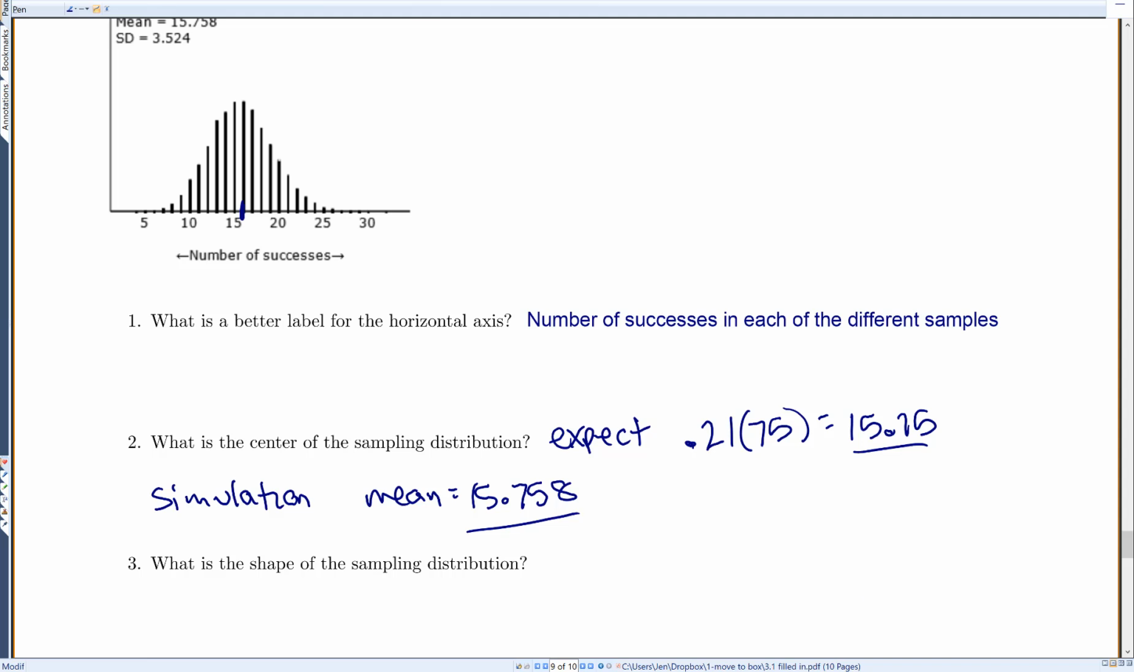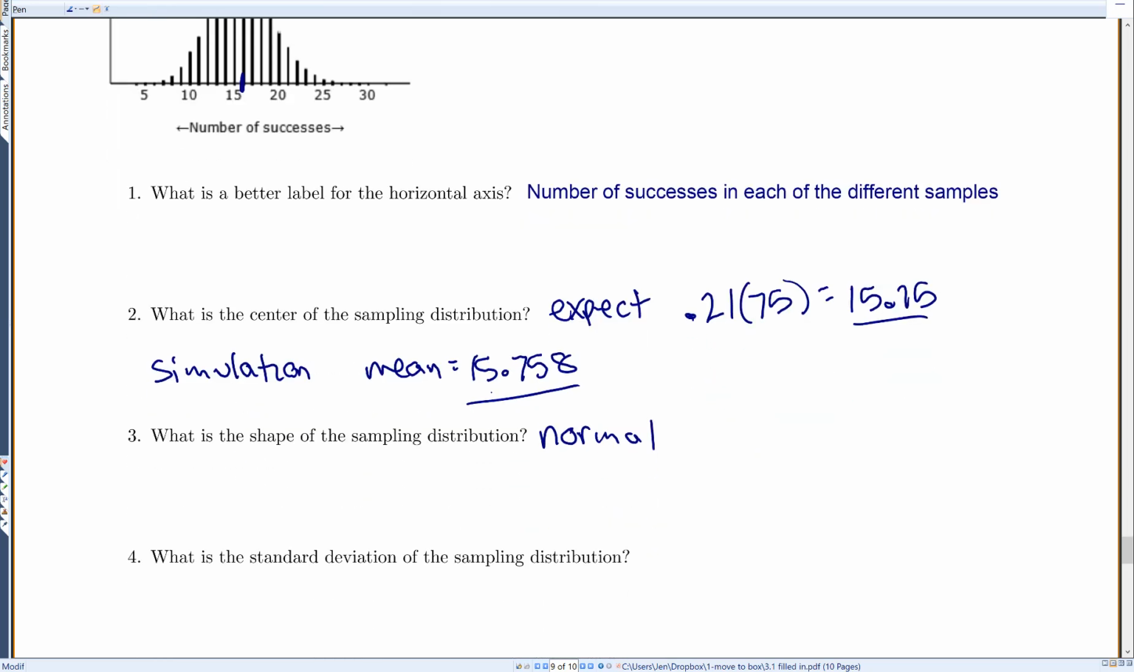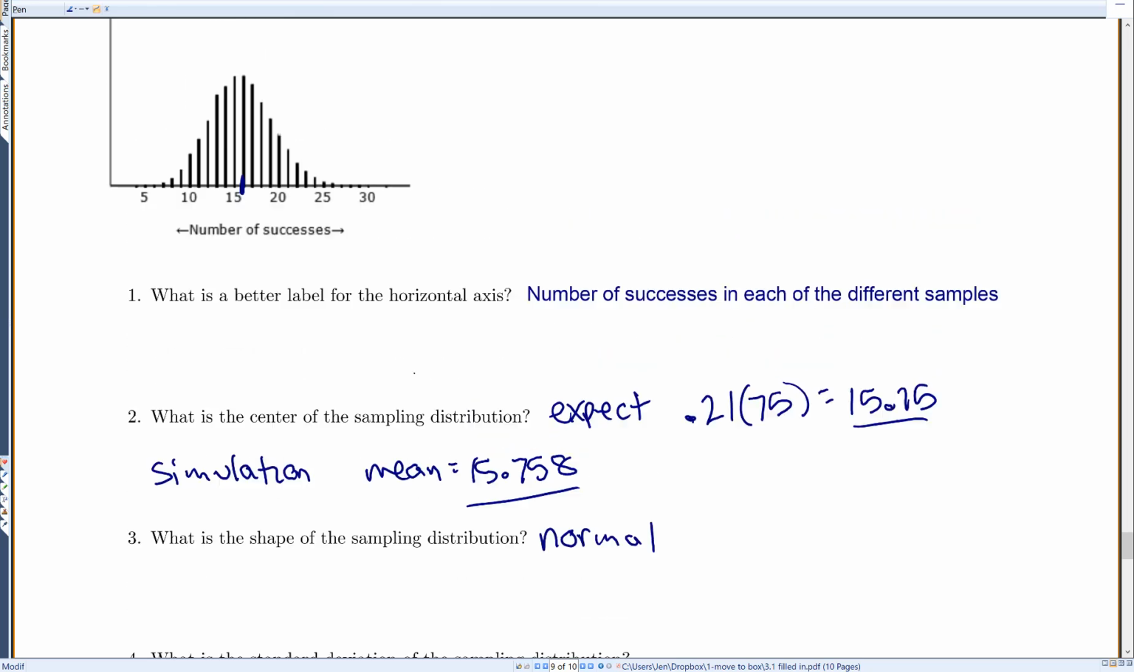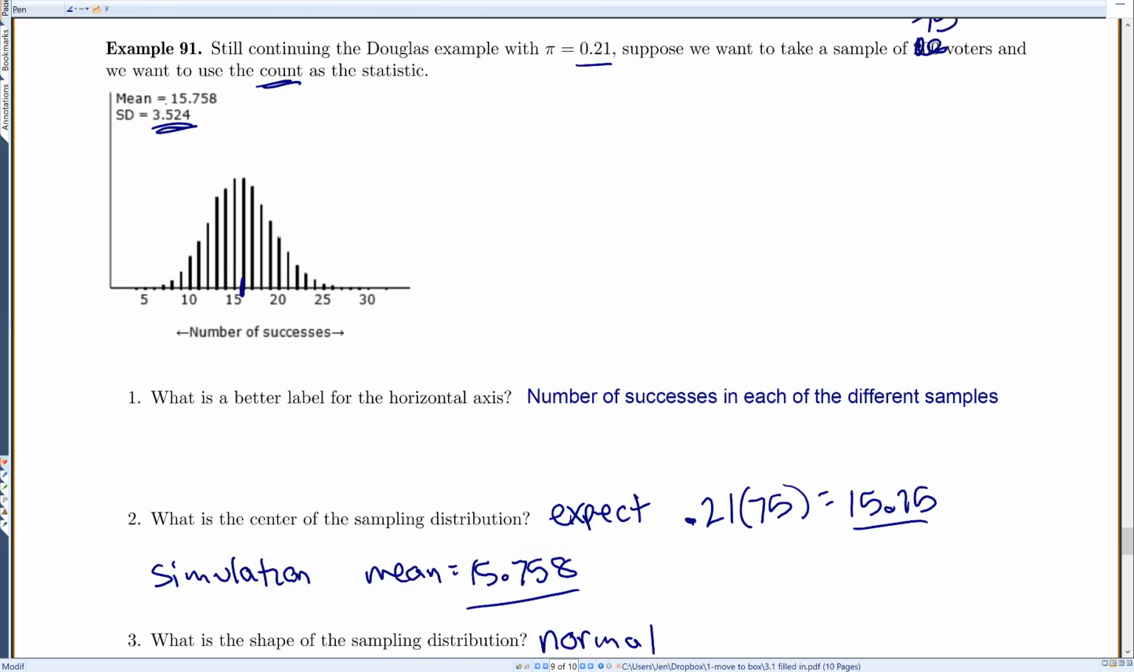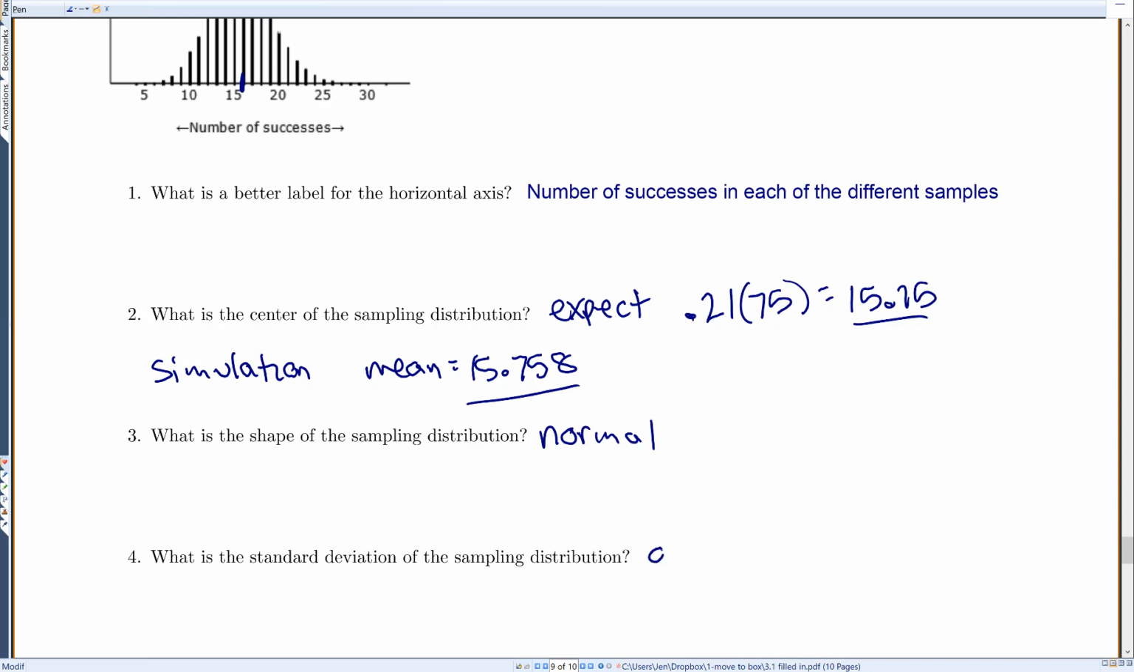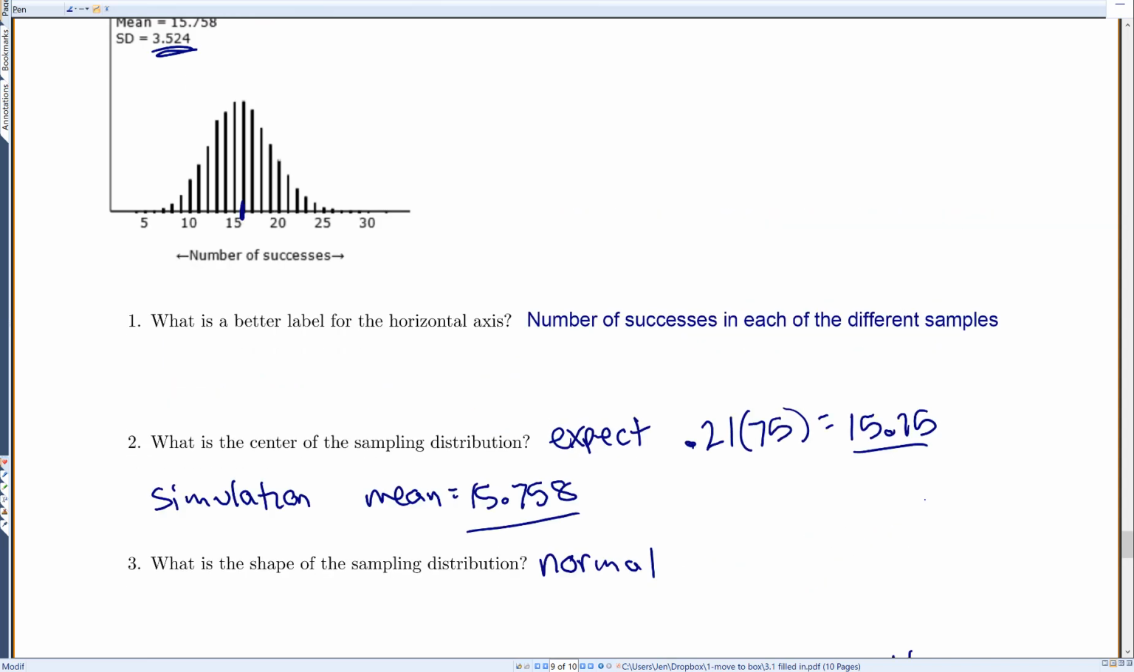And what is the shape of the sampling distribution? Well, it looks pretty normal to me. And what is the standard deviation? I haven't given you a formula for counts, and I'm not going to give you a formula for the counts. You can just use the applet, and it tells you 3.524. Okay, that is going to be your SD. So it works very much like proportions, because remember the proportions and counts, they're telling us the exact same thing. So if you looked at counts, you can still find the center. The shape is just going to be normal, and the applet will tell you the SD.